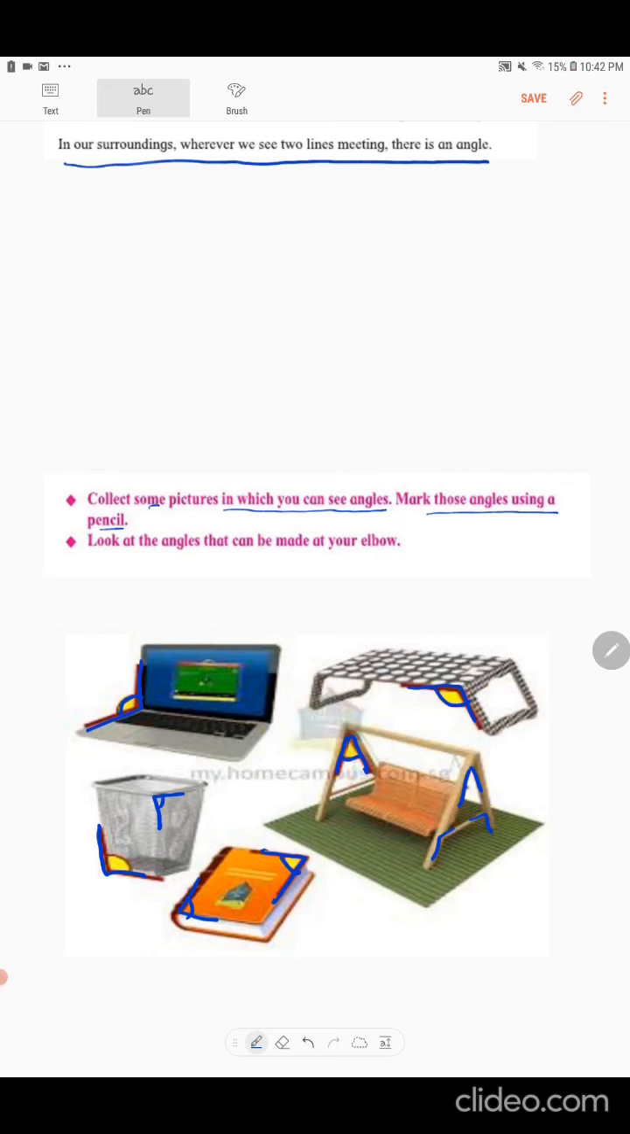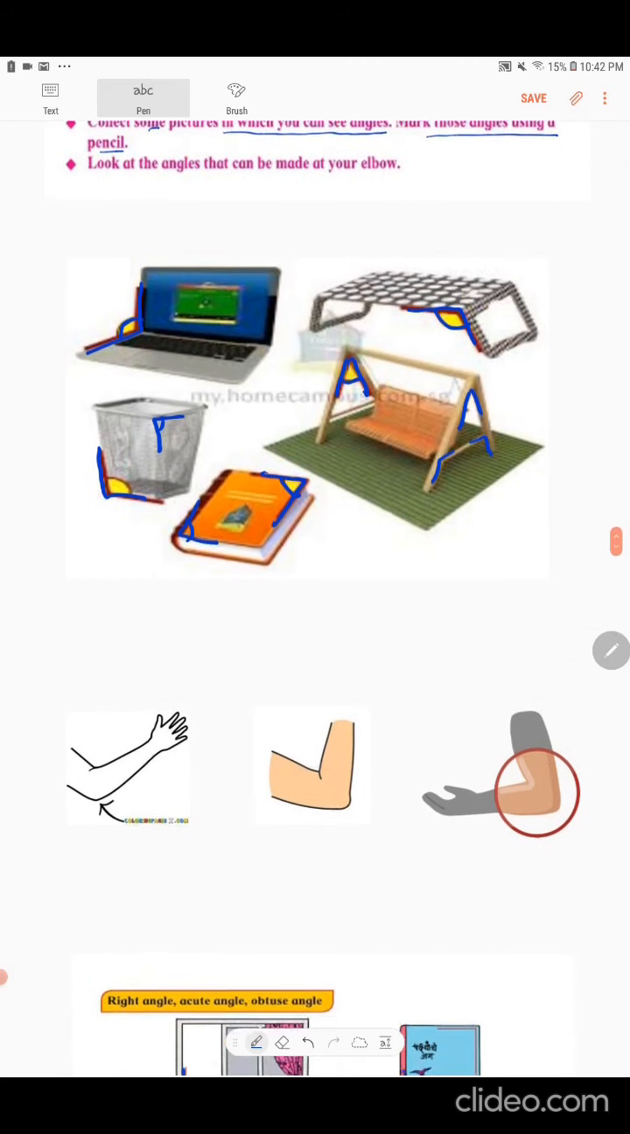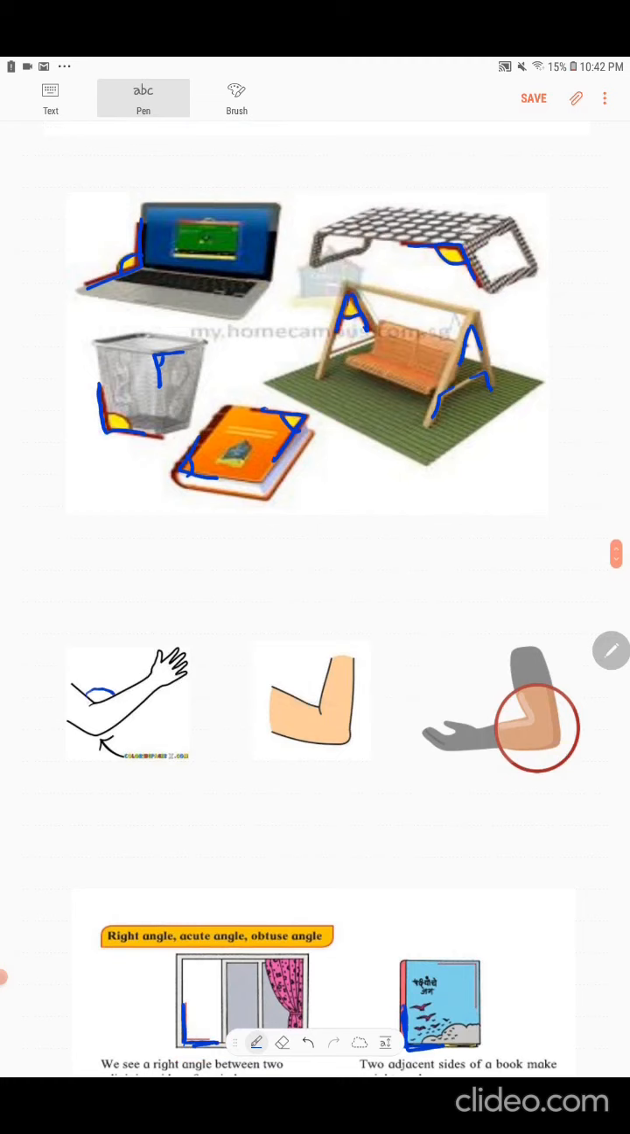Now look at the angles that can be made at your elbow. See, at the elbow also you can make angles with the help of your own elbow. So angles form at the elbow. So now next we will go to the types of angles.